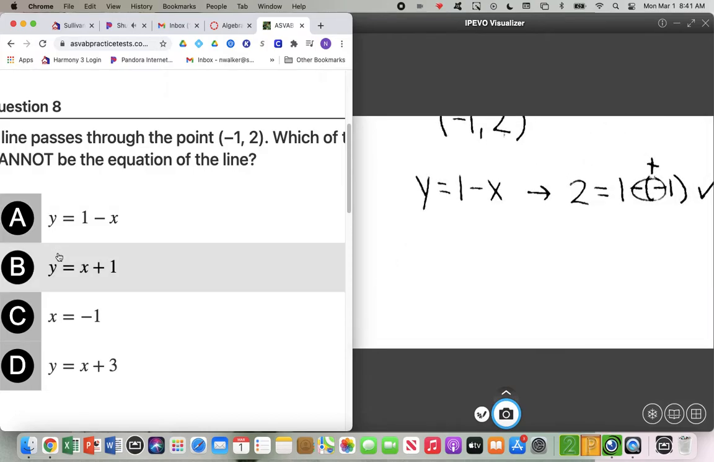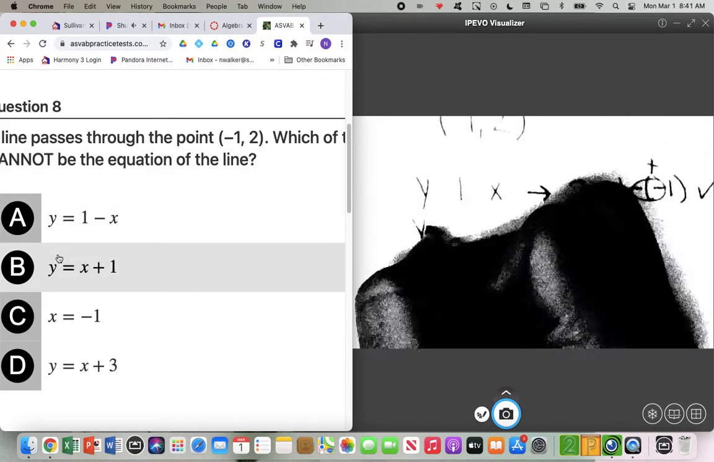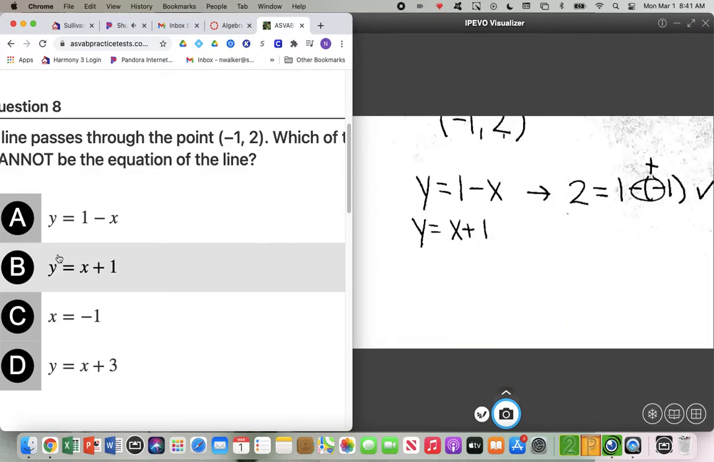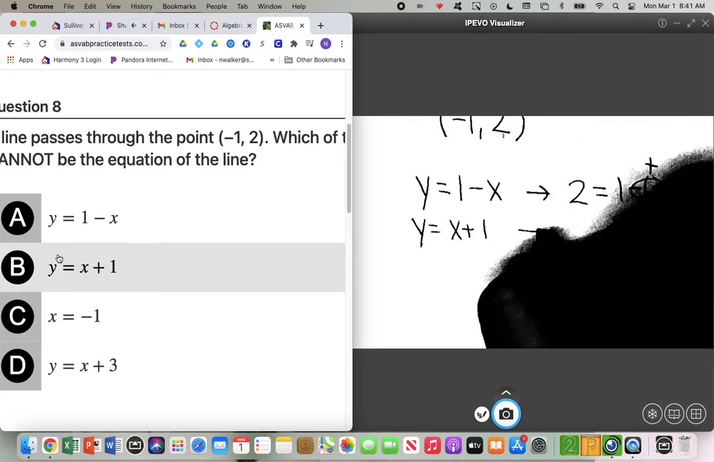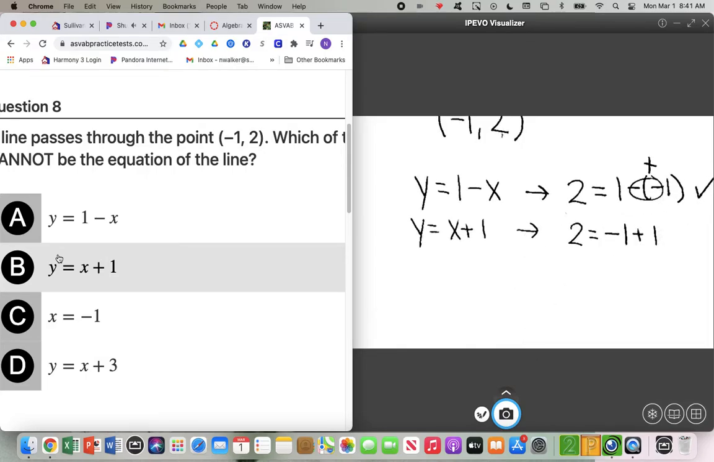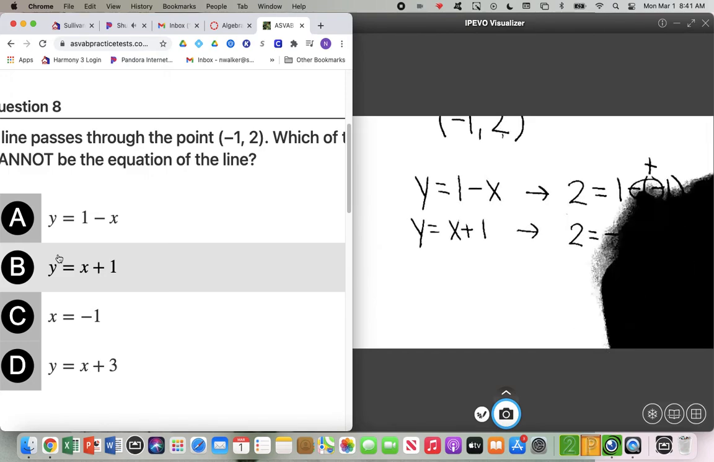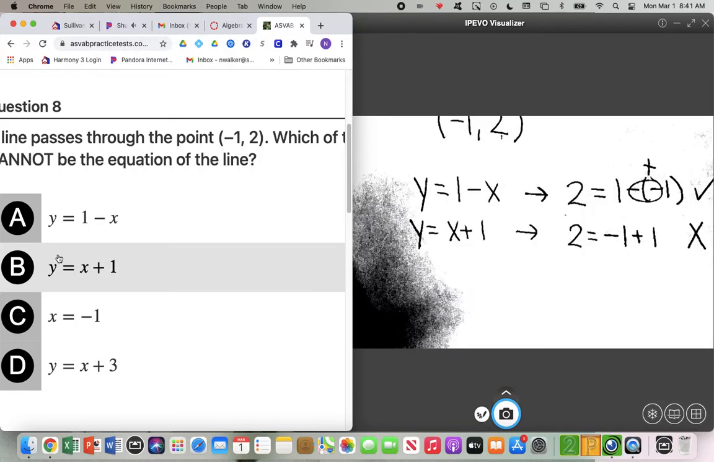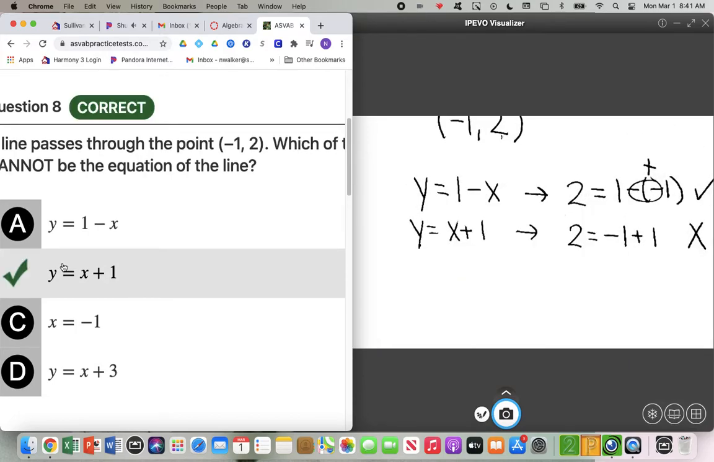So now let's try the second choice, y equals x plus 1. We're going to plug in a 2 where there's a y. We're going to plug in a -1 where there's an x. Does that work? Is 2 equal to -1 plus 1? No, because this is 0. This doesn't work, so there's your answer.